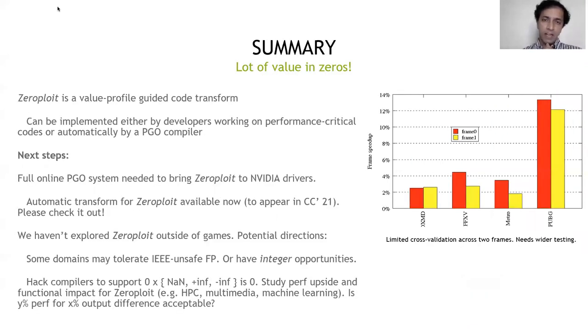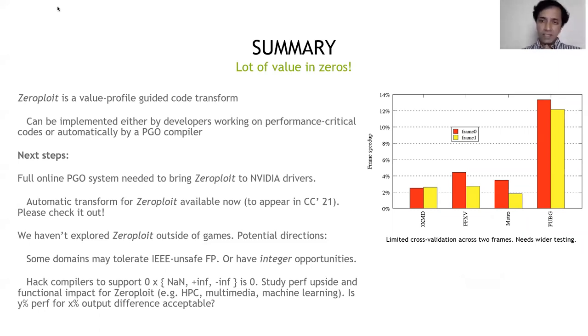So that brings me to the end of this talk. Hopefully I've convinced you that Zeroploit is an interesting transform that you would like to dig into yourself. This can be implemented either by developers working on performance critical codes, provided they have access to a value profiling infrastructure, or automatically by a PGO compiler, a profile-guided optimizing compiler.